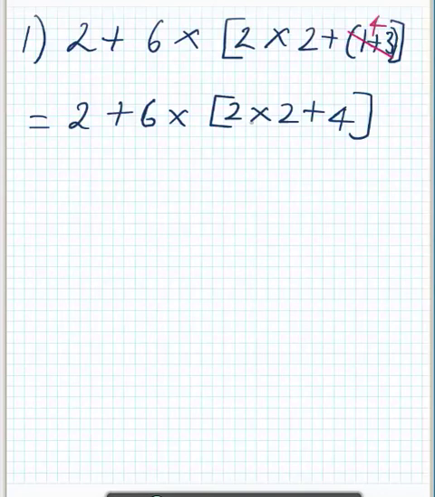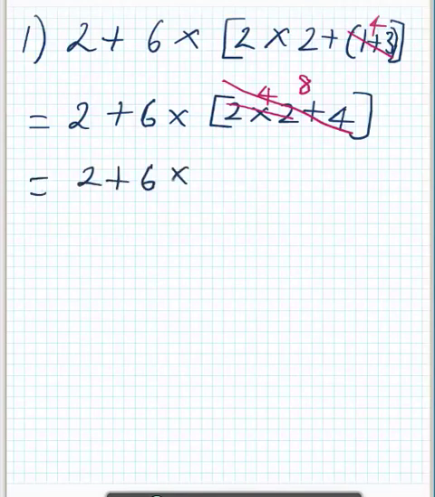And so now in the brackets, multiplication comes first. So 2 times 2 is 4. That's done. And then 4 plus 4 is 8. So the whole thing inside the brackets left me with 8. So let's just write down what we have left. So 2 plus 6 times, and then the 8 is what we have left.